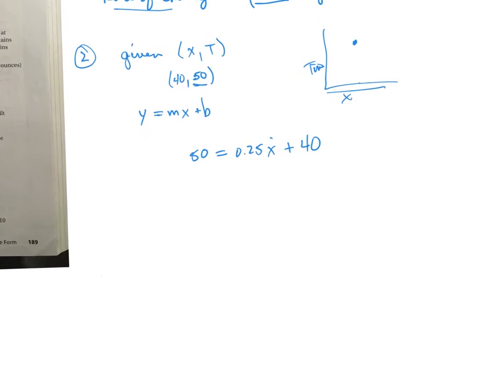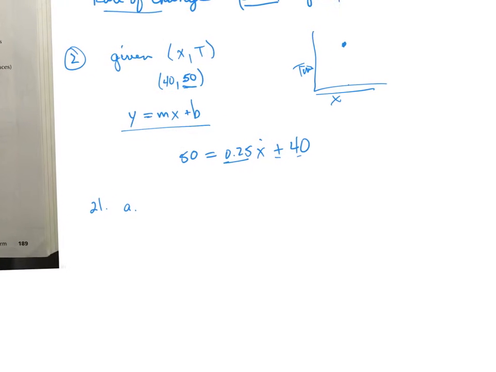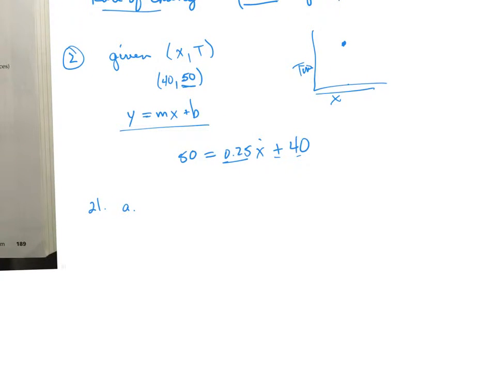Looks like I jumped ahead just a little bit. So in 21, we need an a. The things I do have are m equals 0.25, and my b is going to be 40. So this is the way it looks. It looks like this. y equals 0.25x plus 40. There's A.